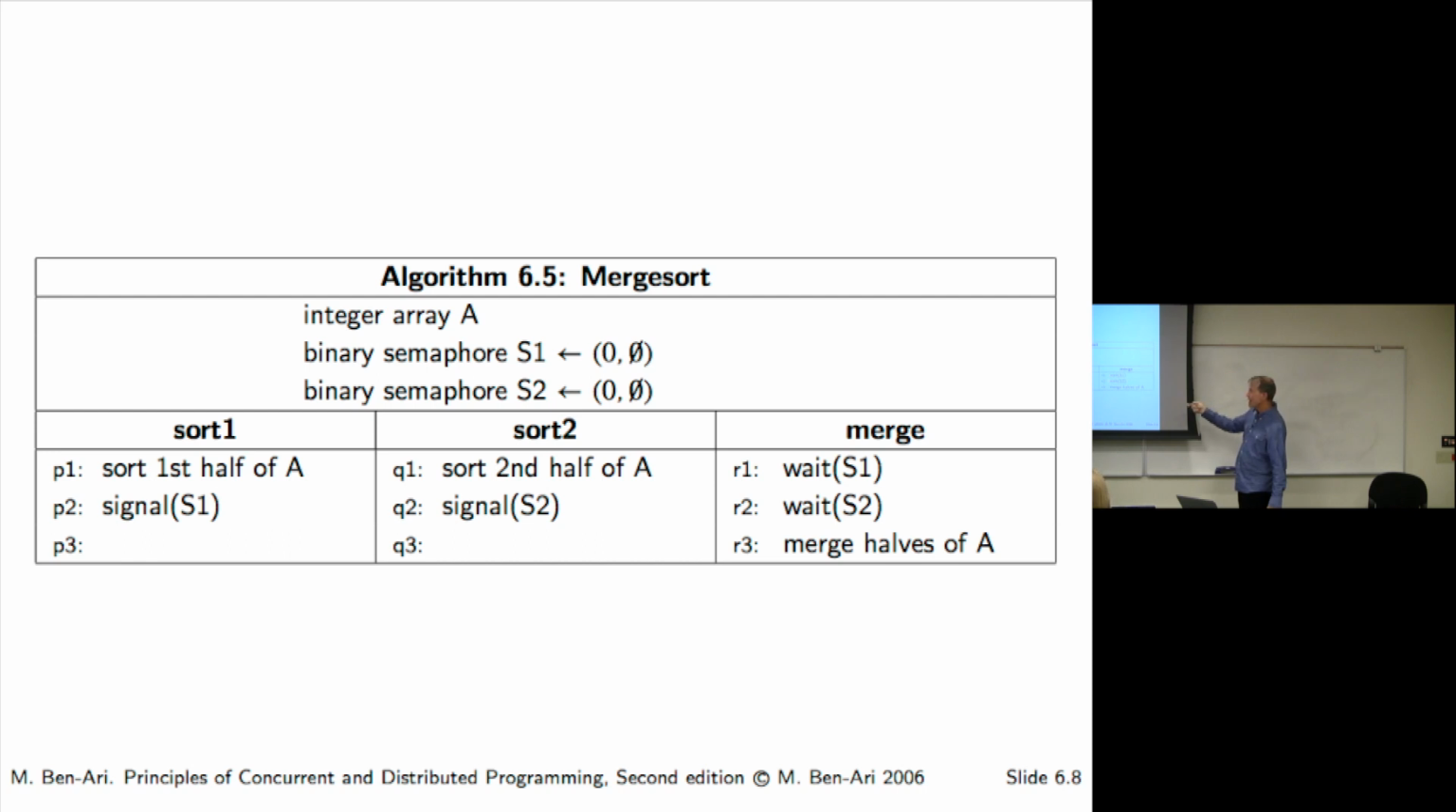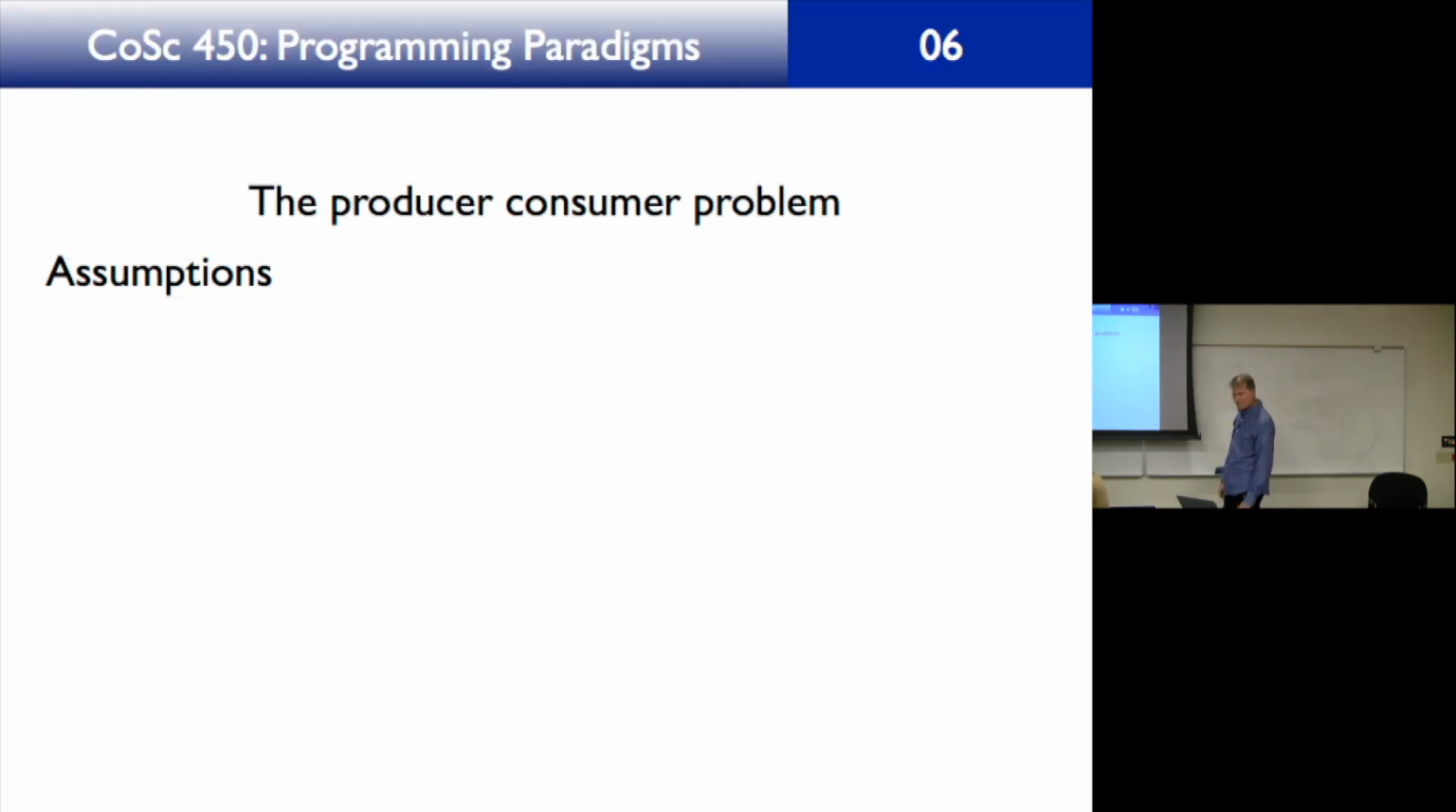But don't you see the same thing happens with sort 2? Are you with me? So the only way we can get to R3 is if sort 1 has executed signal S1 and sort 2 has executed signal S2. This arrangement of the semaphores guarantees that R3 only executes after P2 and Q2 have executed in those processes. And that's how you can enforce prerequisite scheduling. Does everybody see how that worked? Okay, so that's one nice application of semaphores.